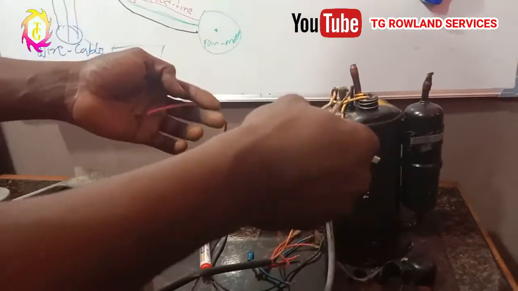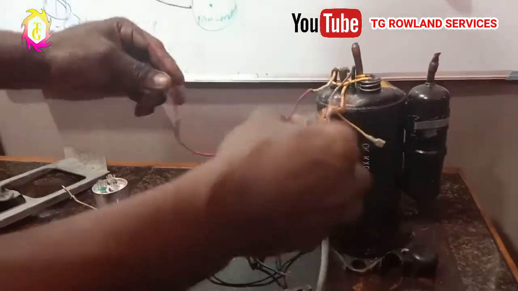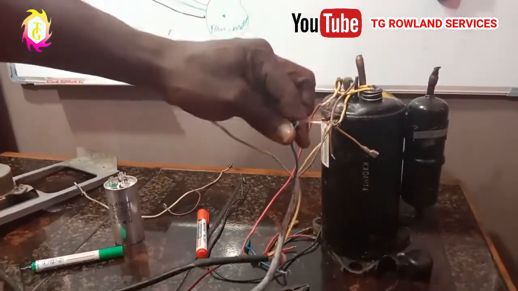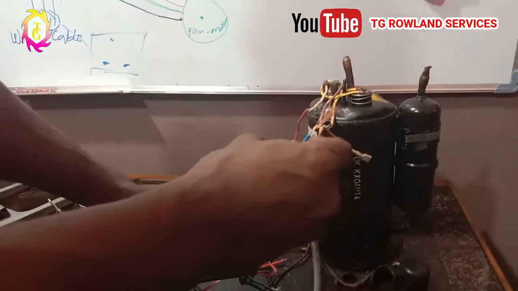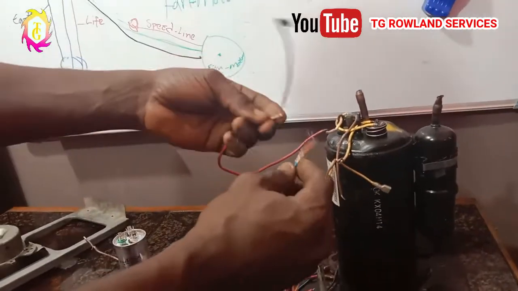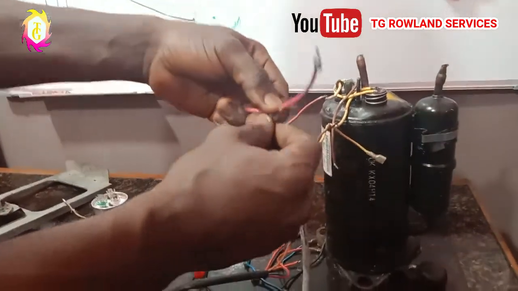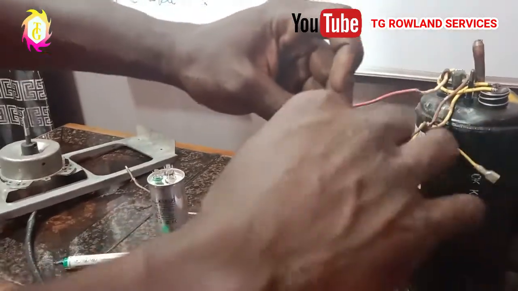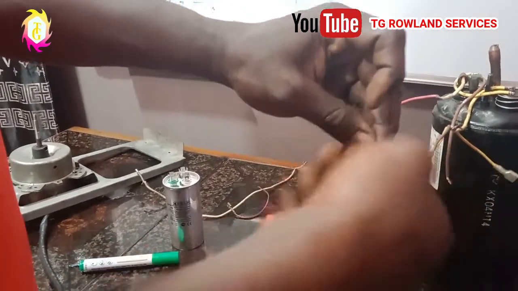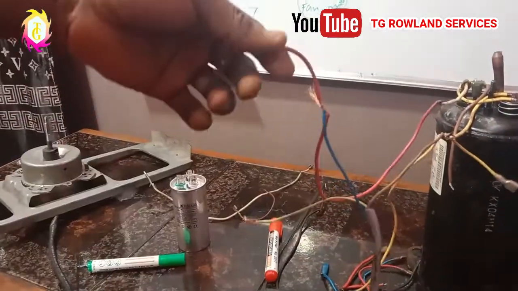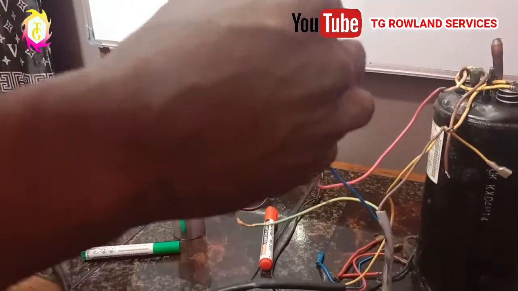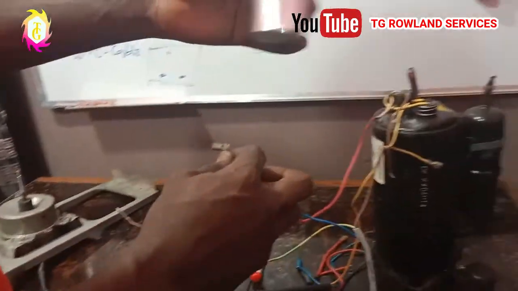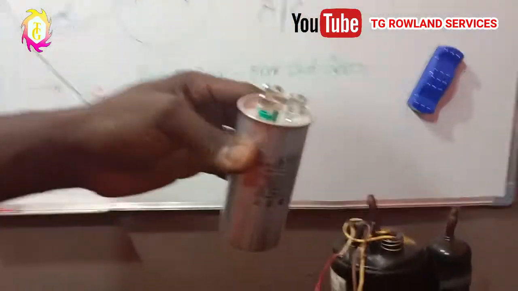Okay, this is the neutral of this wire, the inlet wire. This is the neutral. Now, the running of the compressor, I'm connecting it to it. Can you see what I'm doing? I'm connecting it to it. The running is being connected to this power wire.